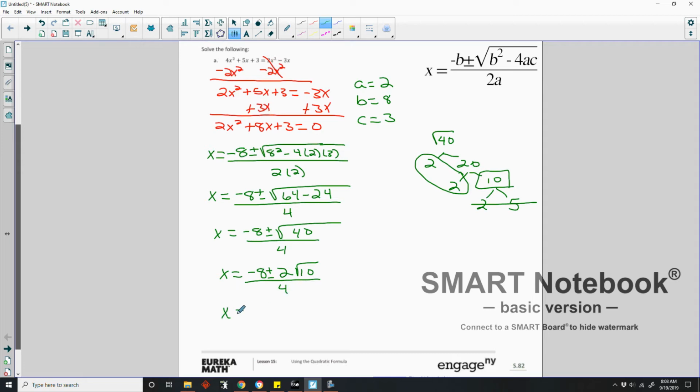Then I always look to reduce. 8, 2, and 4 are all even, therefore are divisible by 2. So negative 8 divided by 2 is negative 4. 2 divided by 2 is 1, so I don't need to write 1 times the square root of 10. It's just the square root of 10. And 4 divided by 2 is 2. So these are the two answers to this quadratic equation. So it's negative 4 plus the square root of 10 over 2, and negative 4 minus the square root of 10 over 2.